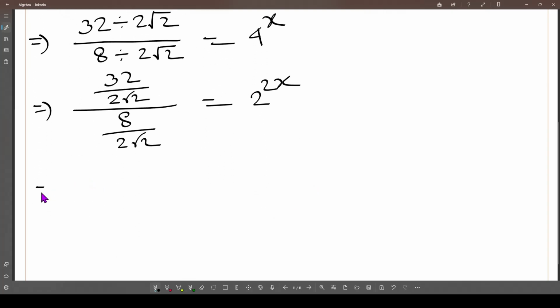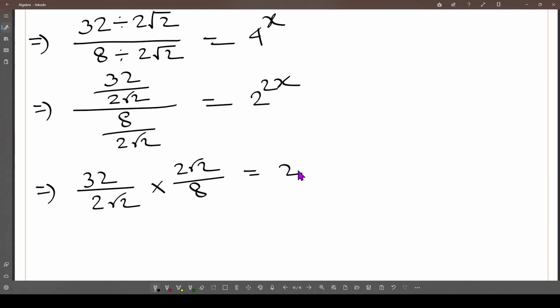Now this is 32 divided by 2 root 2. The fraction will be flipped, so these 2 root 2 will become numerator and 8 becomes denominator, equals 2 to the power 2x. So this 2 root 2 and this 2 root 2 cancel out, and 32 divided by 8 is 4. So 4 equals 2 to the power 2x.